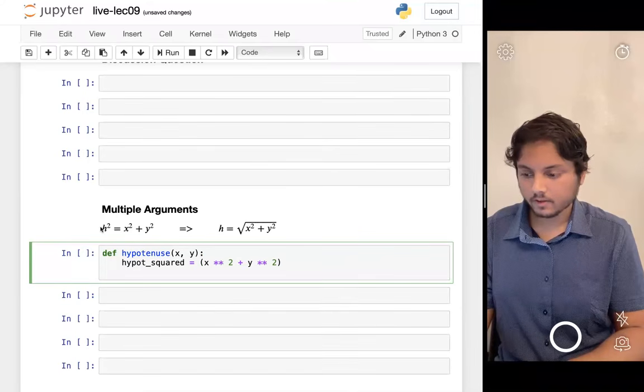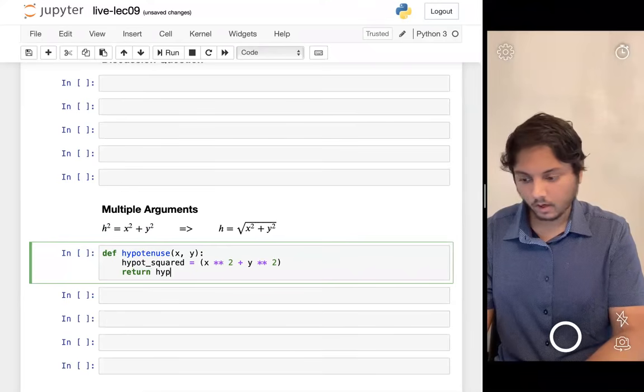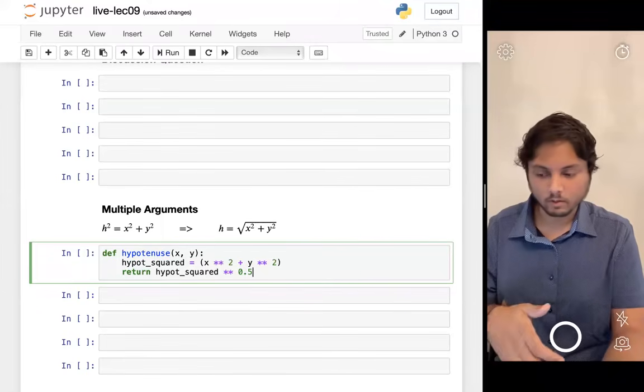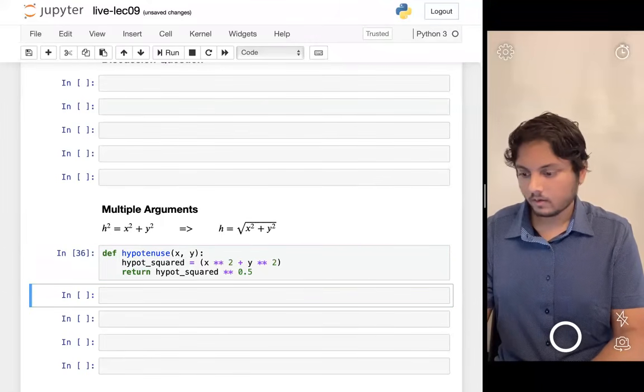So that's kind of doing this first step here, essentially. And then the final step is to return the square root of that. So we'll do hypot squared raised to the 0.5 power. That's the same thing as taking the square root. And so now if we do that, we have a function that can calculate the hypotenuse given the base and the height.